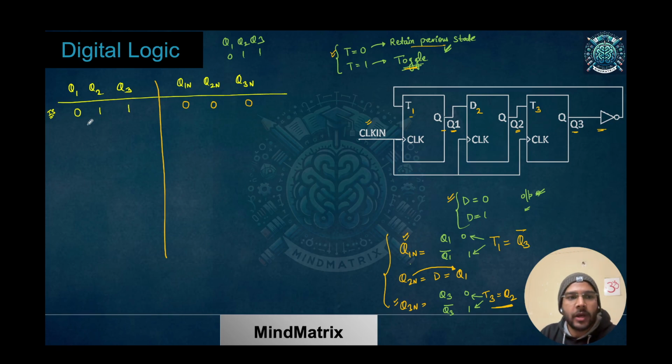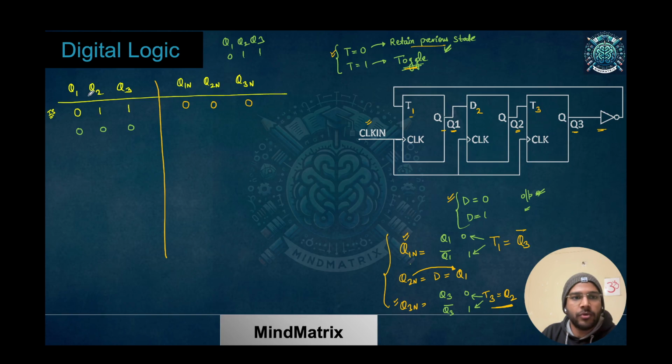Okay. Now, after giving the first clock, we are getting 000. Now this 000 will be our previous state, because if I give the second clock, this 000 will become the previous state. Now we need to find the next state again.